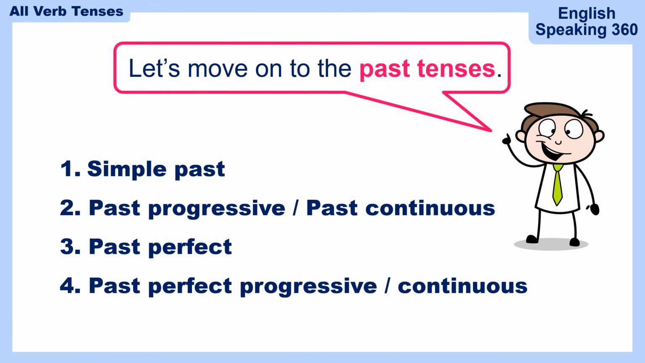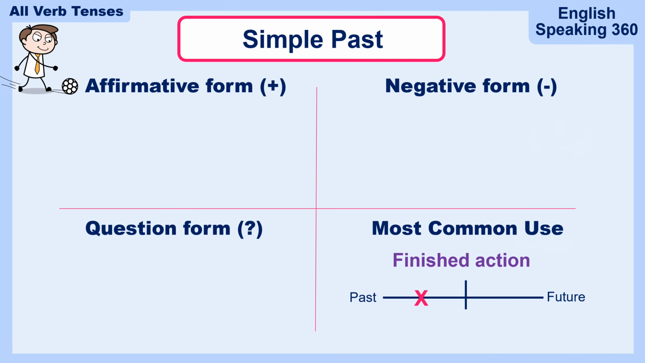Let's move on to the past tenses. The simple past. So the simple past is for finished action. So one time in the past, or maybe a past habit. Let's take a look at an example. You played soccer. Played. ED shows that it's a past tense. But this one is a regular verb. So that's why we add ED at the end.